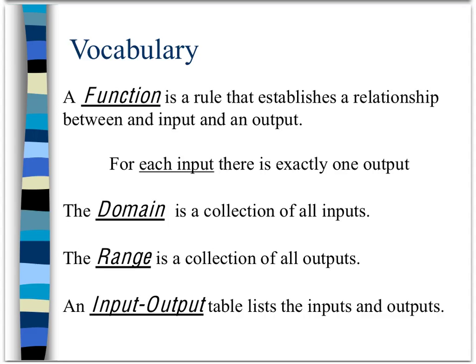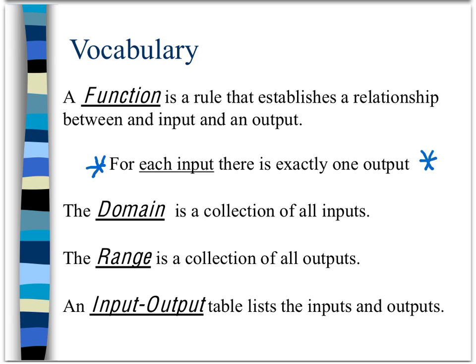Here's some vocabulary. A function is a rule that establishes a relationship between an input and an output. And this is important. For each input, there is exactly one output. That is what makes it a function. The domain is a collection of all of the inputs. So those are all of your values that you input as you go along. And we're going to repeat that as we go throughout this instructional lesson. The range is a collection of all outputs.